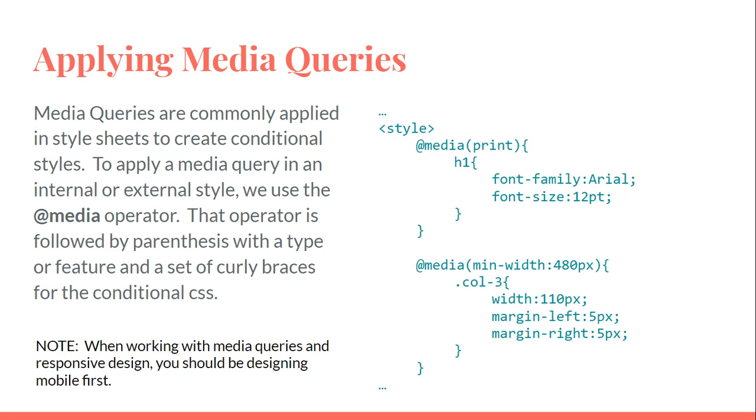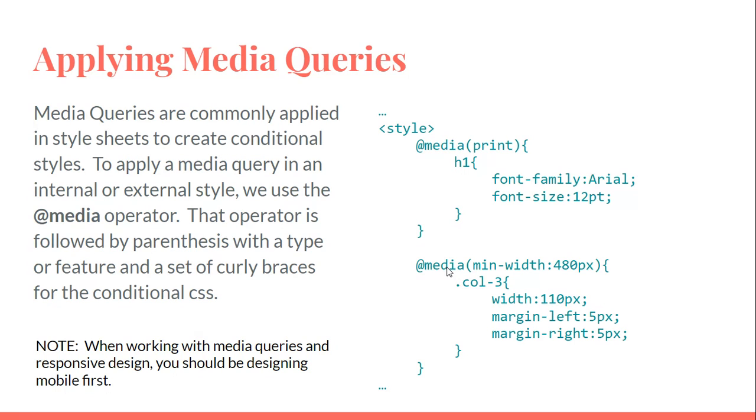So now that we know the difference between media types and media features, we have to talk about how we apply these. They're most commonly applied in style sheets to create conditional styles. So you see over here on the right, this is written as an internal style, could certainly be done in an external style as well. I have at media and then print. So this is the media type when they're printing. When they're printing, we're going to take all of the H1s, we're going to convert them to the font family Arial, and we're going to make the font size 12 point.